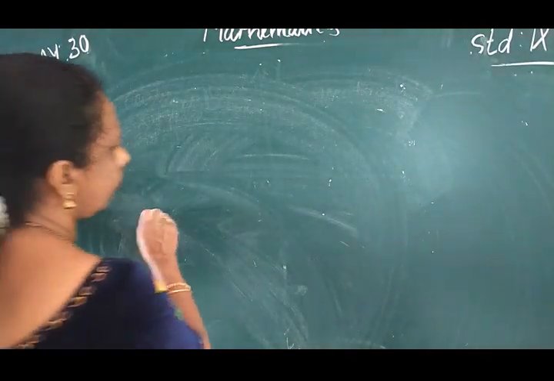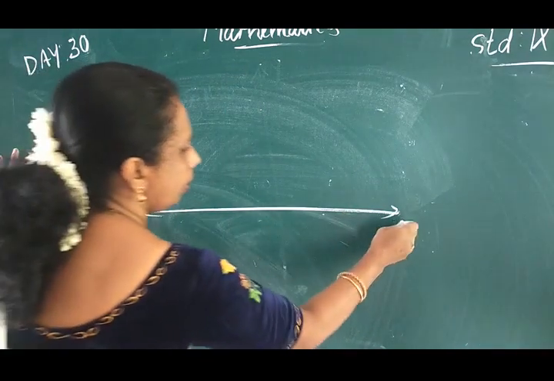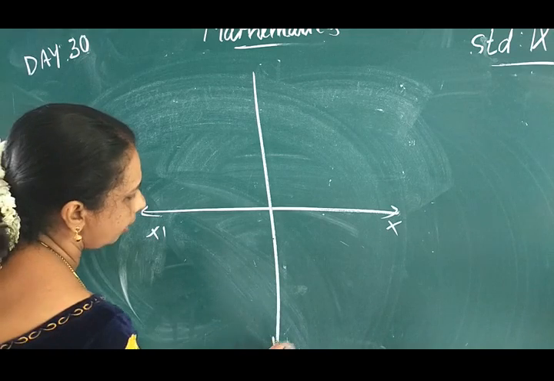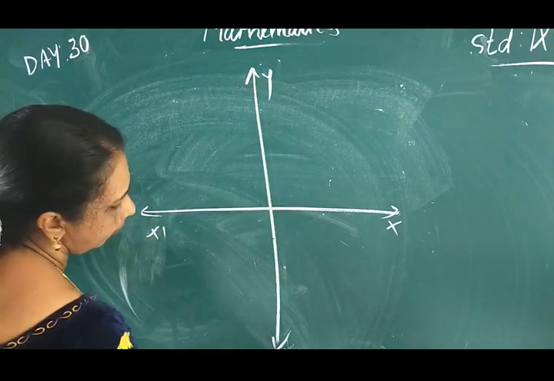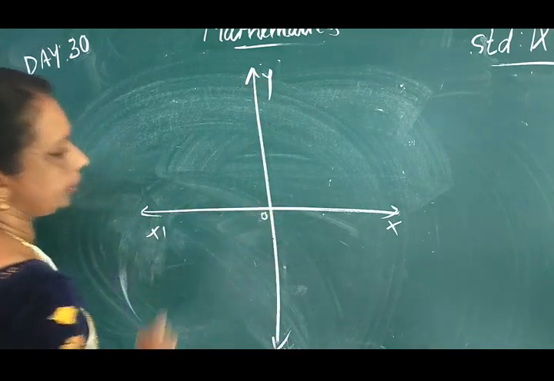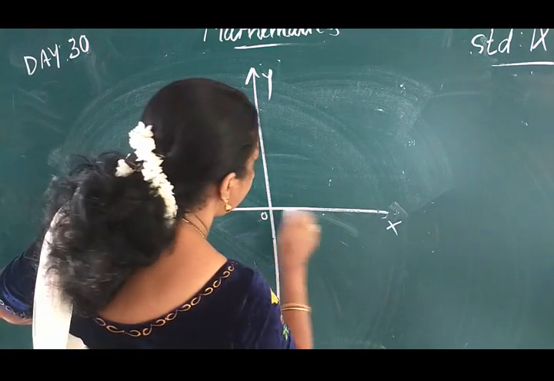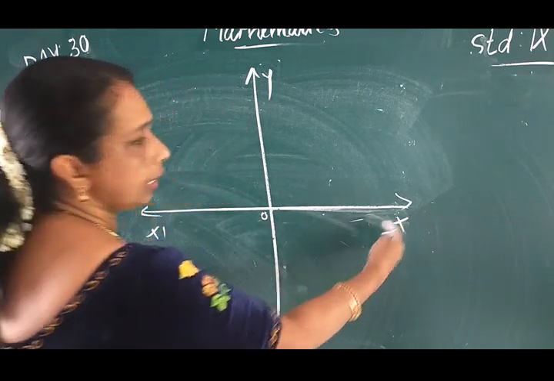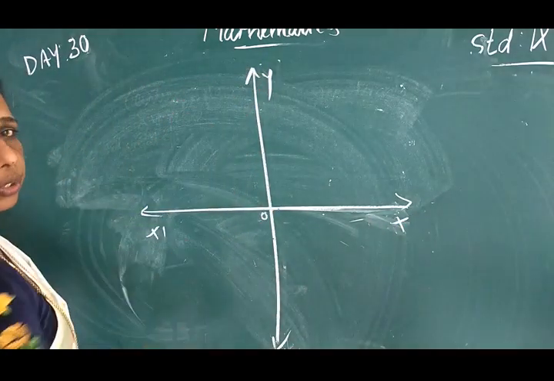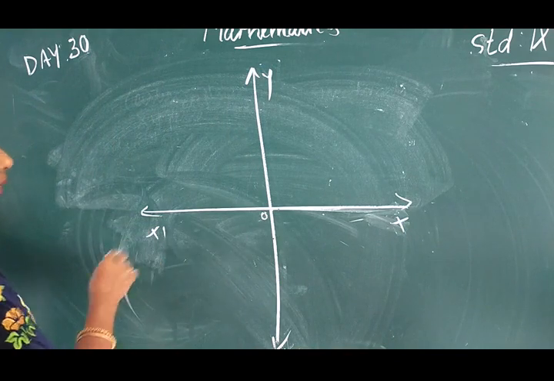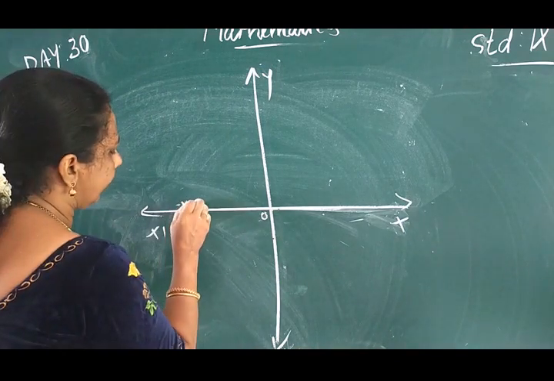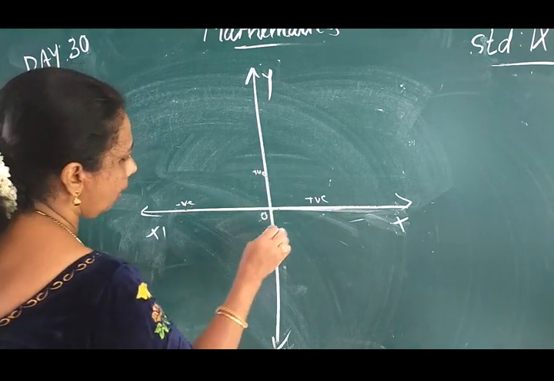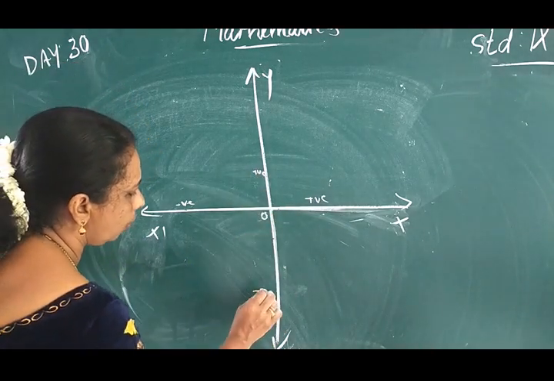Cartesian plane means the x-axis, X dash, the horizontal line, and Y dash, the vertical line, intersect at the origin. We know this OX axis is positive, the OY axis is also positive, the OX dash axis is negative, and the OY dash axis is also negative.